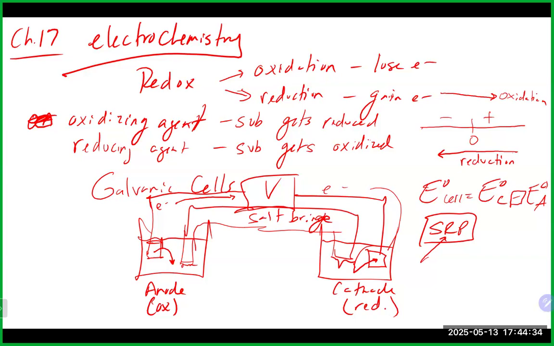Now, remember that in the absence of any information about how the reaction takes place, the more positive SRP value is typically the one that gets reduced, and that typically would then mean that is your cathode in that case. So the one with the more positive SRP value should be your cathode.